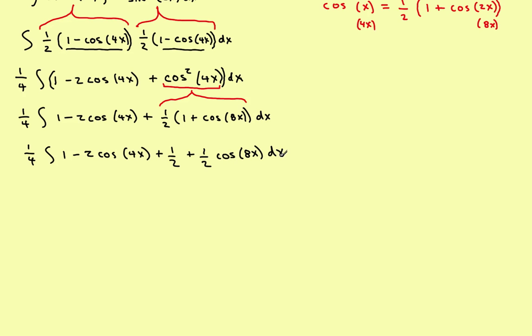So we'll run through all the algebra on this one. Okay, next step. You've got a 1 and you've got a 1/2. You can go ahead and put those together and make that be the integral. 1 plus 1/2 would be 3/2. And then minus, you've got the 2 times the cosine of 4x. And you've got 1/2 the cosine of 8x.